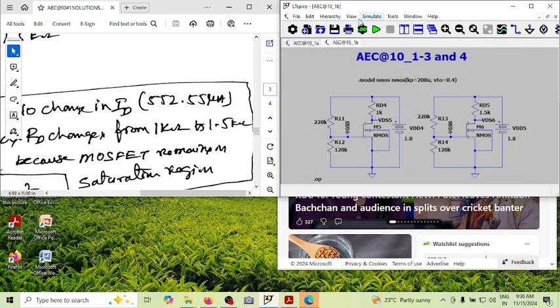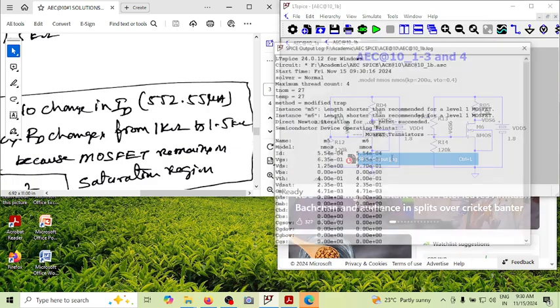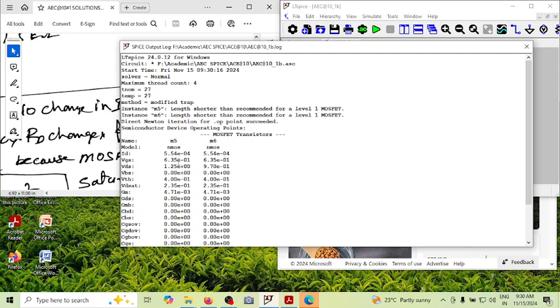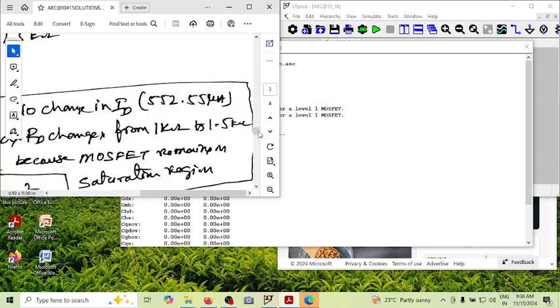Let me just see it in the output log. See here, this is my output. If you can see, both the currents are 554 microampere. Of course VDS has slightly changed, but it is certainly more than VDS sat. So that's why the MOSFET currents are the same if the value of RD changes from 1K to 1.5K.